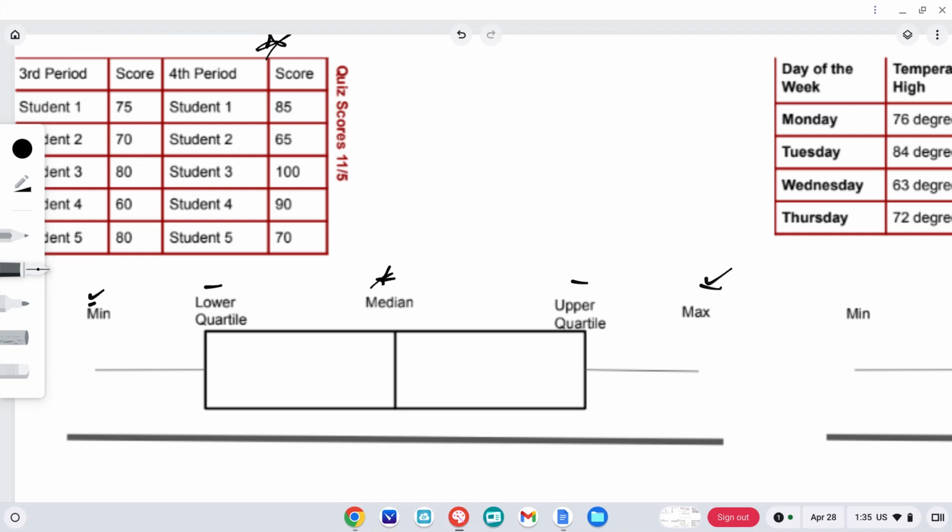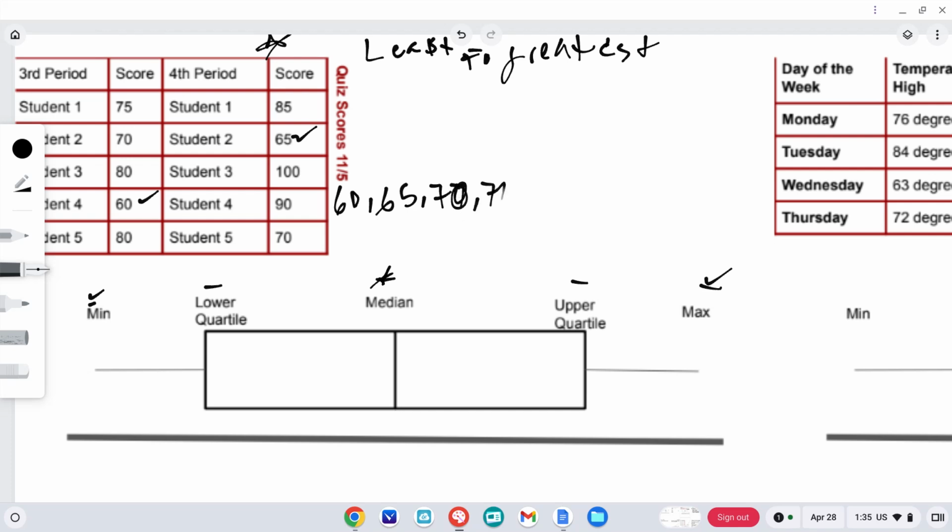First things first, I'm going to put them in order from least to greatest. That's going to help us find those pieces of important information. So for this list, it looks like the 60 is the lowest number. After the 60, the next lowest number looks like 65. I'm just going to keep going, putting them in order. Then I have 70, 70, 75.